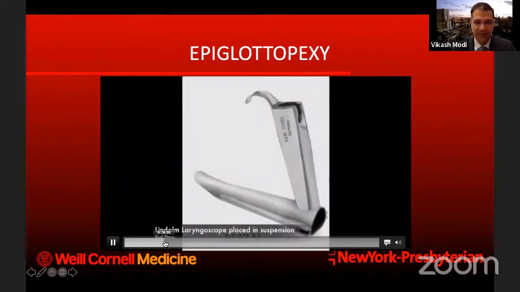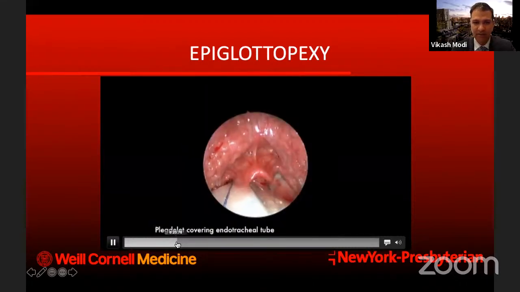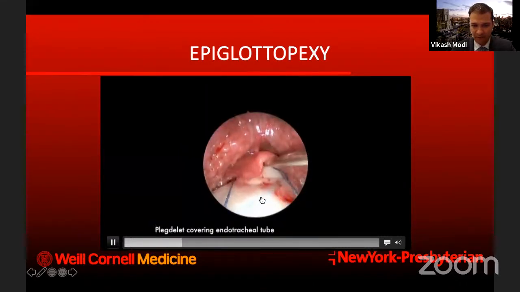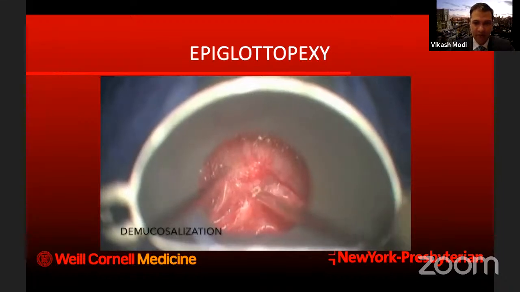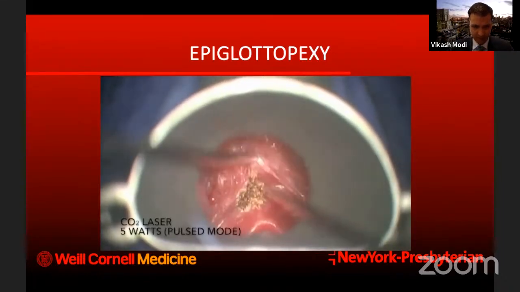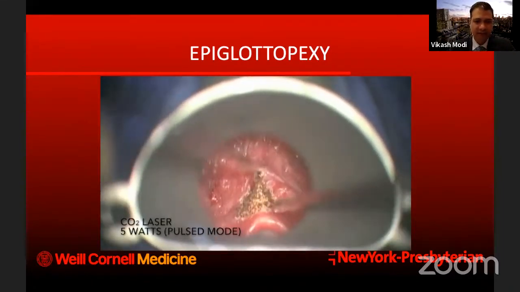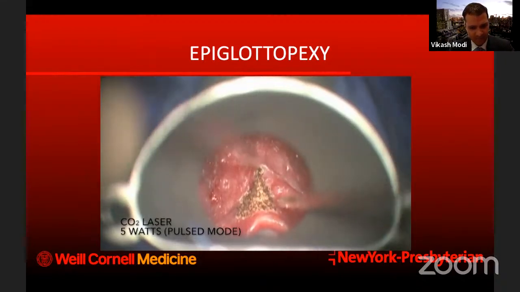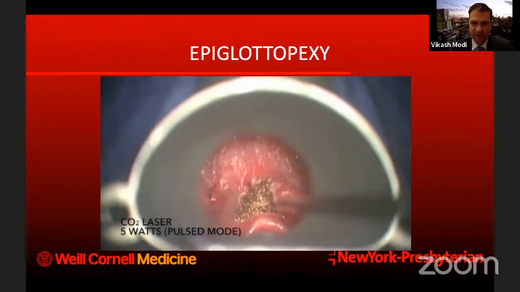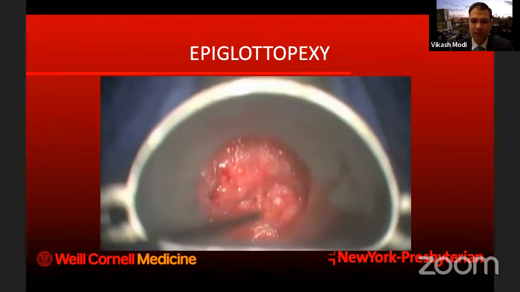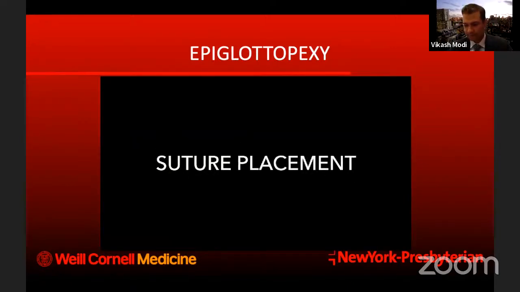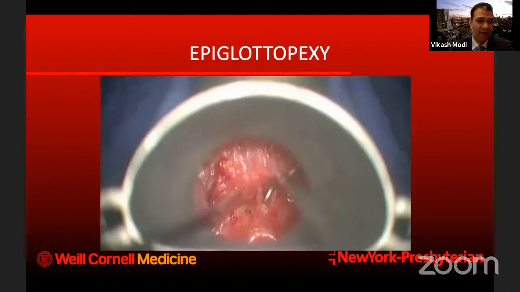I showed you the sleep endoscopy. Lindholm laryngoscope, put a wet pledget here on top of the endotracheal tube, and we'll demucosalize with the fiber optic CO2 laser. In this case, this is the OmniGuide laser, but you can use any laser you want. You've got to practice laser safety precautions, and once you've demucosalized it, you wipe it off with a wet pledget, and then you place a suture.